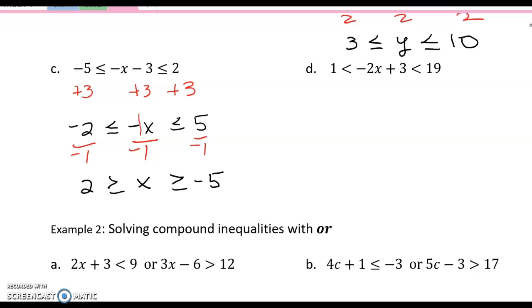All right, now because I divided by a negative to get x by itself, I want you to notice that the inequality symbol flipped. We originally had less than or equal to symbols around the x, but now I flipped it to greater than or equal to symbols. Again, because we divided by a negative, the inequalities in the original problem had to flip.